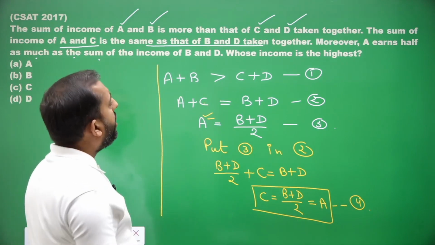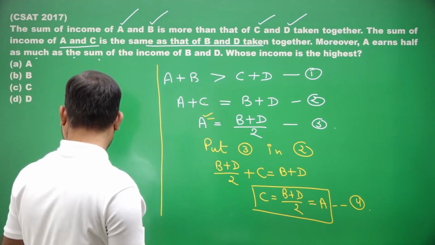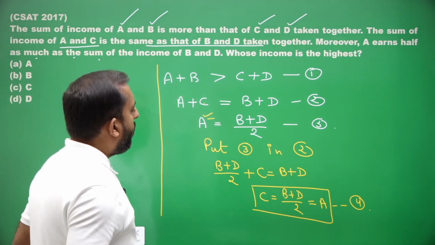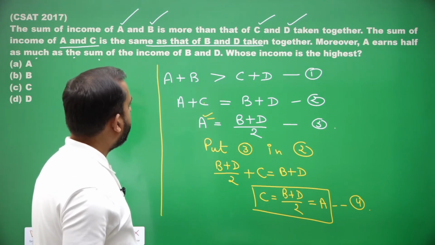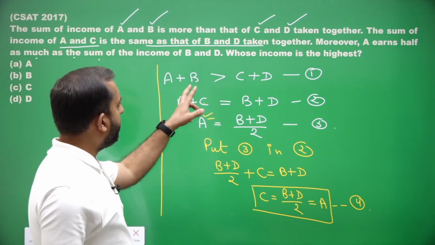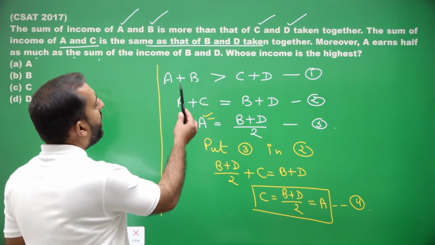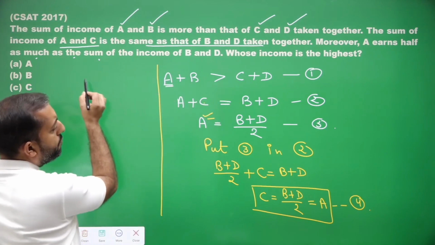Okay. Now further, what we can do, just give me a second. From here, I can do one thing. We can replace the value of B and C. See, in equation number 1, replace A with B plus D upon 2.